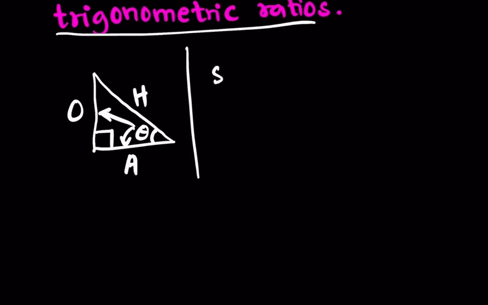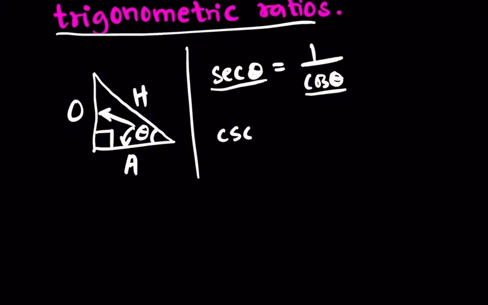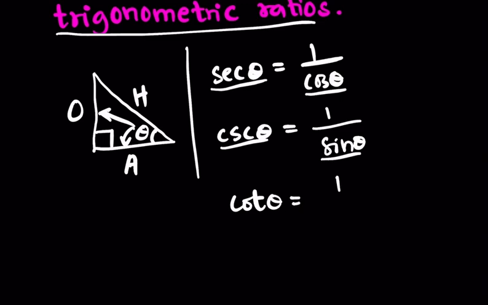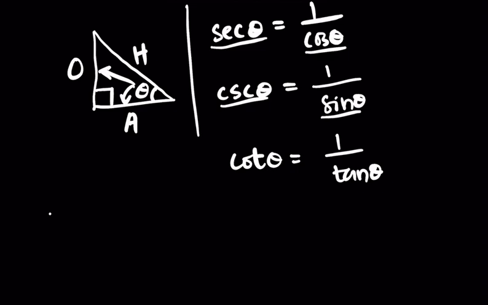So secant theta is given by 1 over cosine theta, which means secant is the reciprocal of cosine. Likewise, cosecant theta is given by 1 over sine theta, meaning cosecant is the reciprocal of sine. Well, cotangent theta is given by 1 over tan theta. Now let's express secant, cosecant and cotangent in terms of opposite, adjacent and hypotenuse.